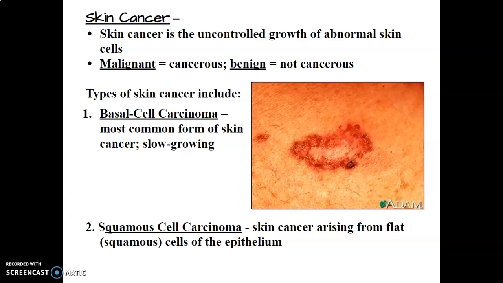Malignant means cancerous. Benign means not cancerous. So if you had a mole cut off and it was benign, that's a good thing. If you hear about somebody having a tumor, benign, good thing. Malignant means it is spreading. It may be very slow spreading, but it's spreading nonetheless.